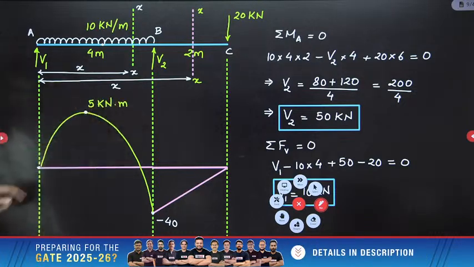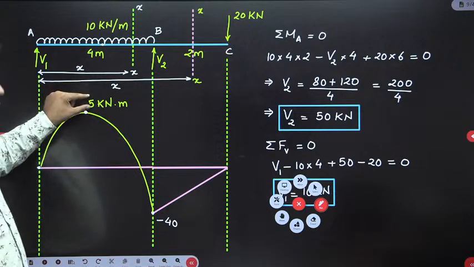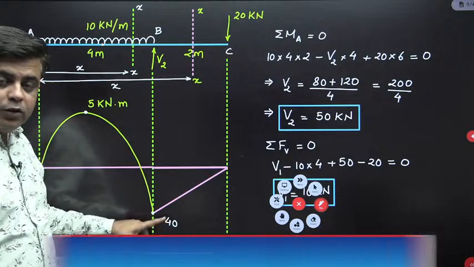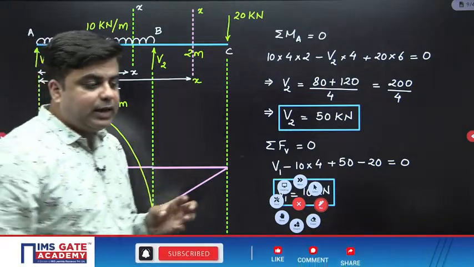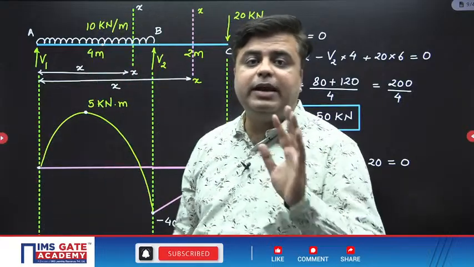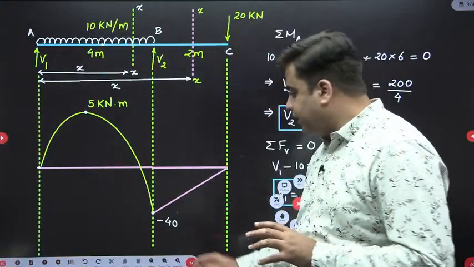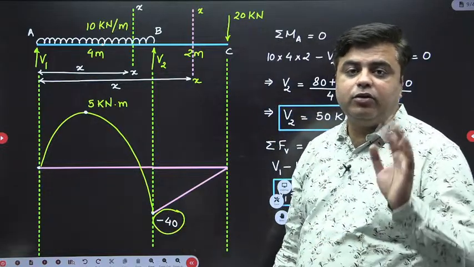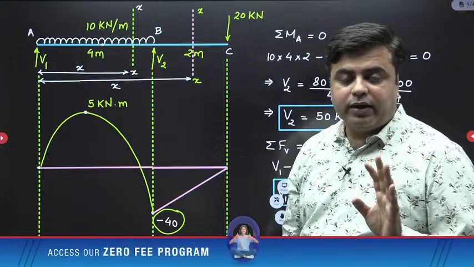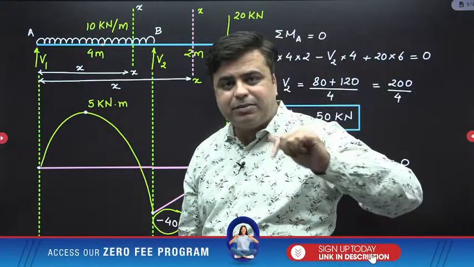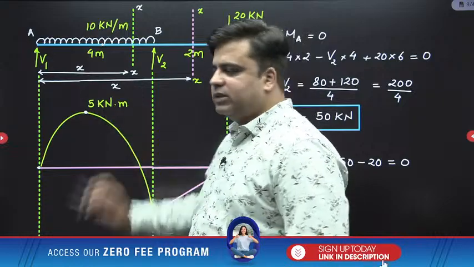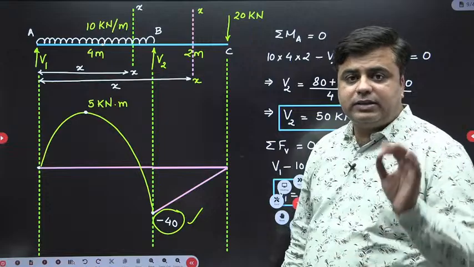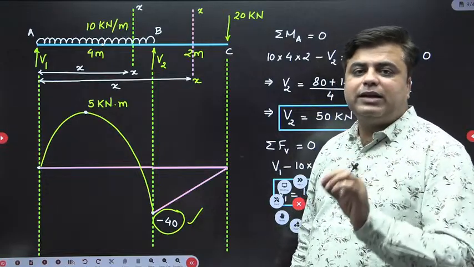So over this beam, positive maximum is 5 and negative maximum is minus 40. So you have to decide whether they are asking you the absolute maximum bending moment or not. If they are asking you absolute maximum bending moment, then the answer is minus 40 kilonewton meter, and that is hogging. If they are asking you maximum positive bending moment, then this is your answer. But for this beam, the answer is 40 kilonewton meter is the maximum bending moment that is coming over the beam.